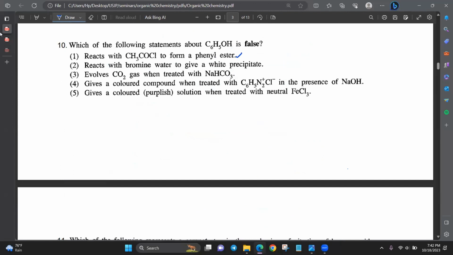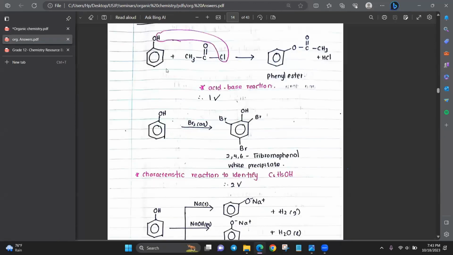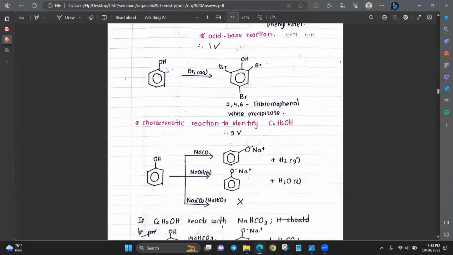Reacts with bromine water to give a white precipitate. That is a characteristic reaction to identify phenol. Phenol can react with aqueous bromine. That means bromine water.